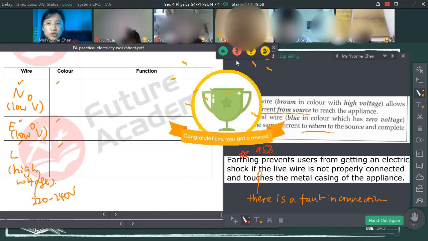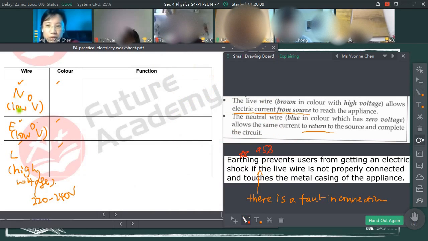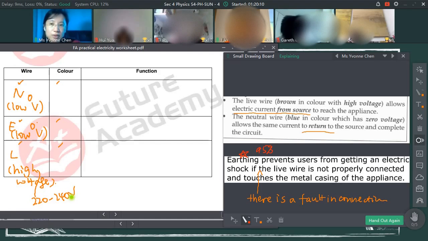If you want to know the numerical value, neutral wire, earth wire is 0 volts, and live wire is about 220 to 240 volts in Singapore. Some other country may have different value, but in Singapore, it's about 220 to 240. Okay, very good question. Thank you.